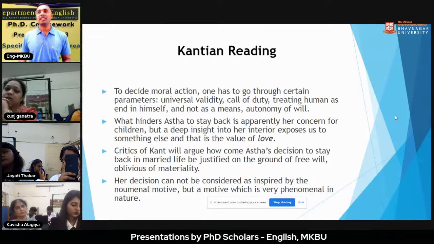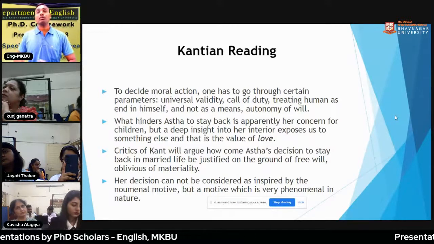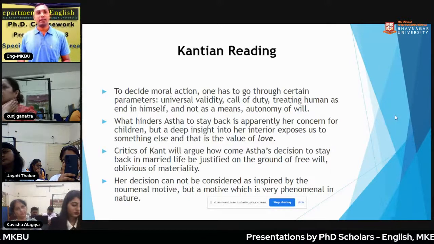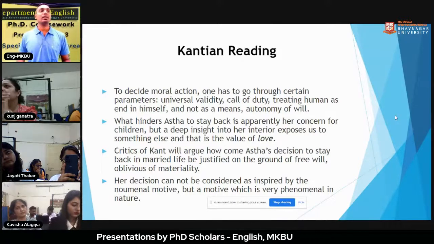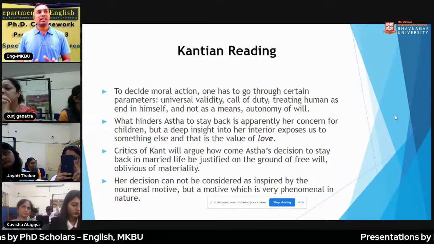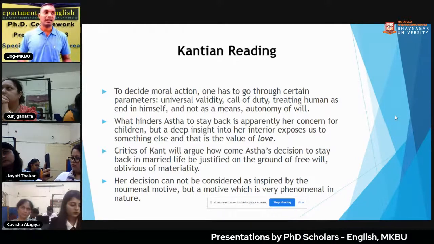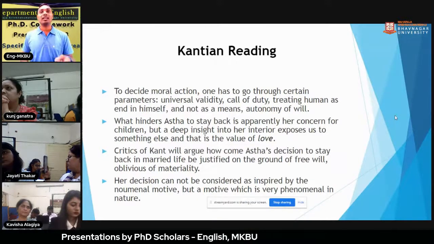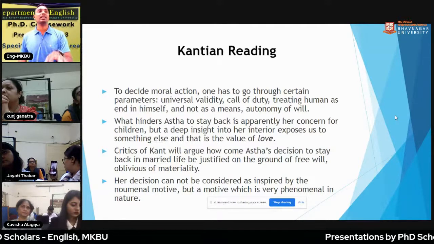So there was no materiality involved, no motive of materiality; it was a clear-cut case of love. So that is why I say that this particular novel has to be read from Immanuel Kant's perspective of freedom. She exercised freedom. Freedom of what? Freedom of staying back. Here, staying back does not mean that she was prevented by patriarchal structures of society or patriarchal thinking of society.